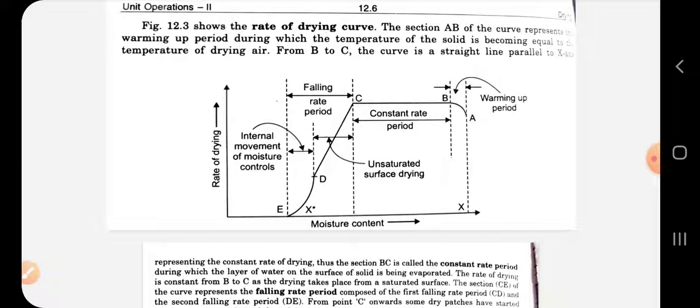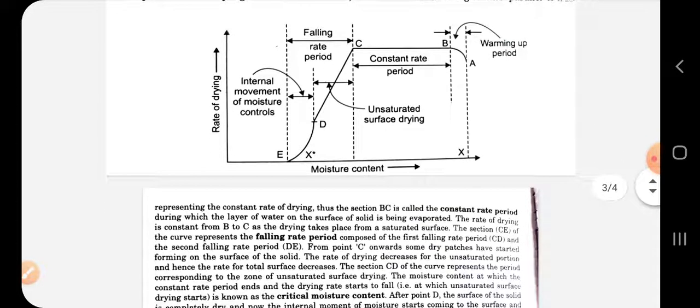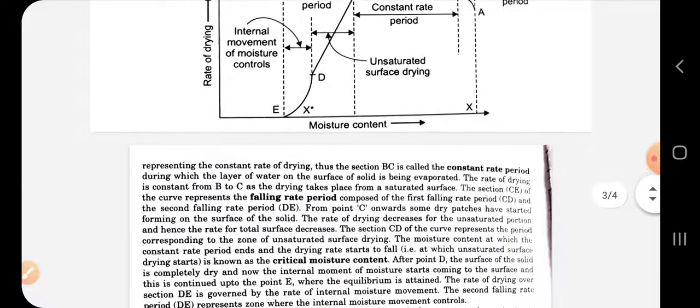Starting from section AB, the section AB represents the warming up period, during which the temperature of the solid is becoming equal to the temperature of the drying air. From B to C, the curve is a straight line parallel to the x-axis, representing constant rate drying. This is all what we discussed right now. We'll quickly just read through it.